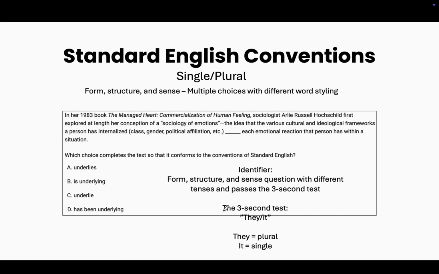Let's start with one of the easiest form, structure, and sense questions: the single versus plural verb type. Most students waste a whole minute on these and still get them wrong, but you can solve them in 3 seconds with what I call the 3-second test, also known as the they-it test. Here's how it works. Take the verb in the answer choices and test it with they and it.